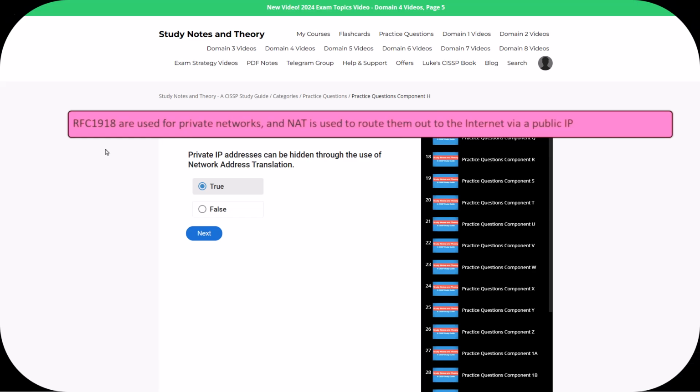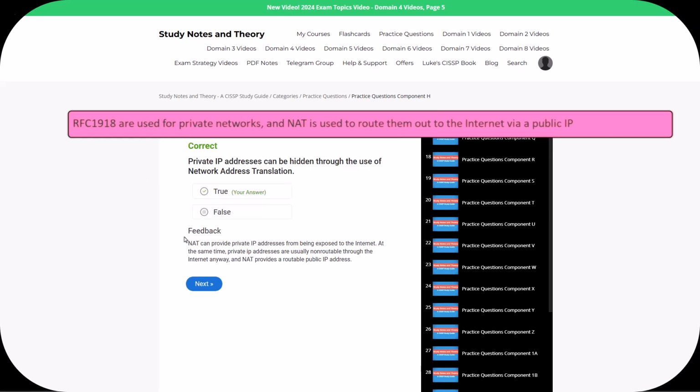Private IP addresses can't be routed through the internet, so they need a public IP. And for like 50 private IP addresses, 50 workstations, we use one public IP, which is like a one-to-many NAT mapping, which is true. And yes, NAT can prevent private IP addresses from being exposed to the internet. At the same time, private IP addresses are usually non-routable through the internet anyway, and NAT provides a routable public IP address.